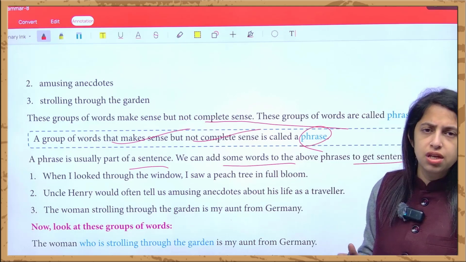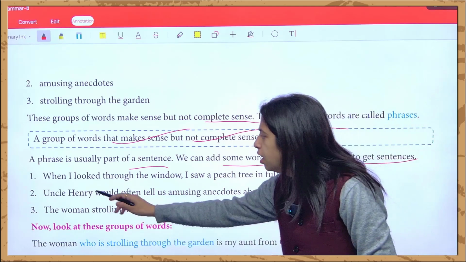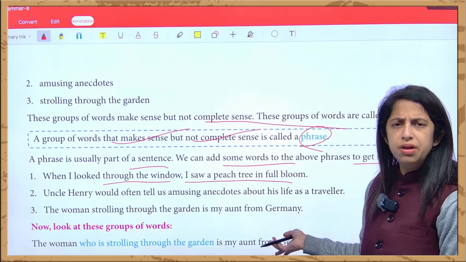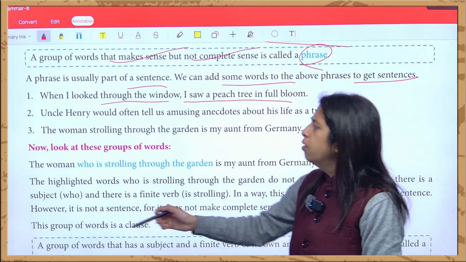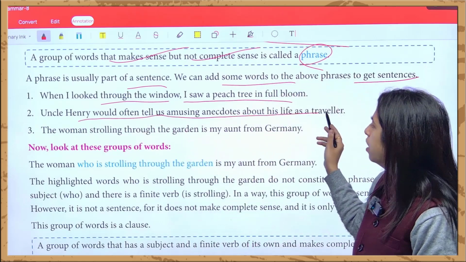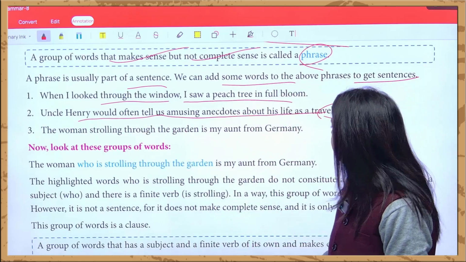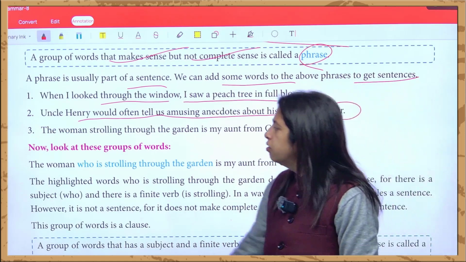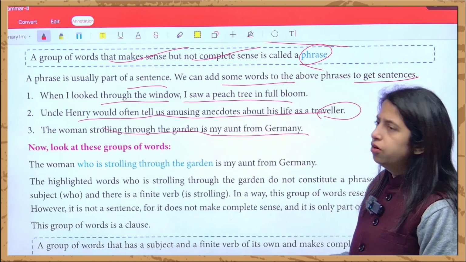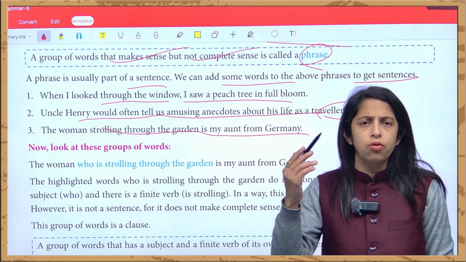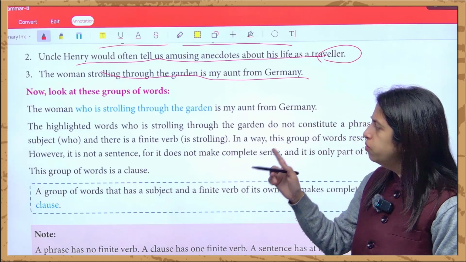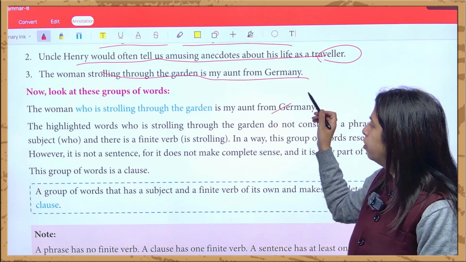When I looked through the window, I saw a peach tree in full bloom. Uncle Harry would tell us amusing anecdotes about his life as a traveler. He is telling different stories about being a traveler. The woman strolling through the garden is my aunt from Germany. Now look at this group of words: the woman who is strolling through the garden is my aunt who is from Germany.